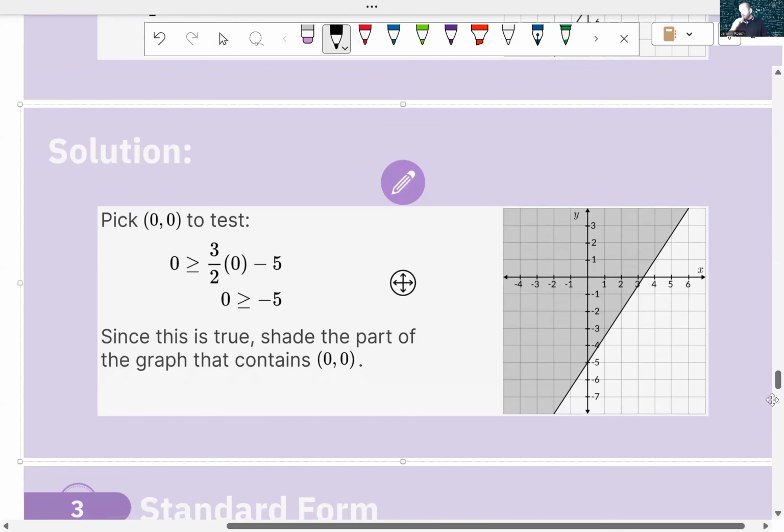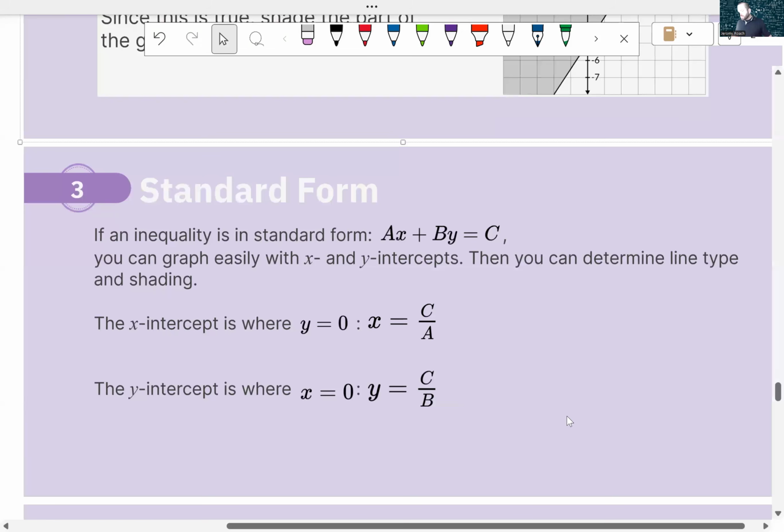Plug in 0 for y, 0 for x, so you get 0 is greater than negative 5, and that is a true statement. Anything that's 0 or higher is greater than a negative all the time. So 0, 0 is going to be shaded on our graph.